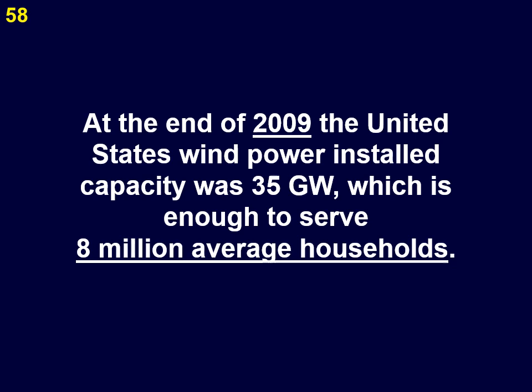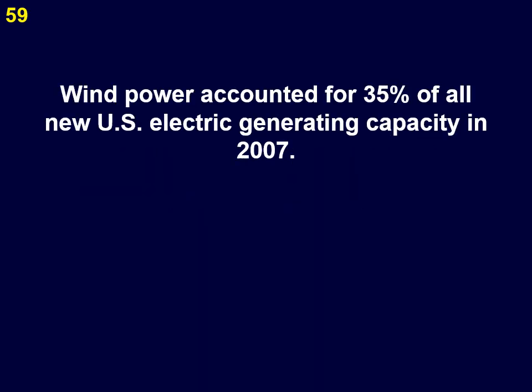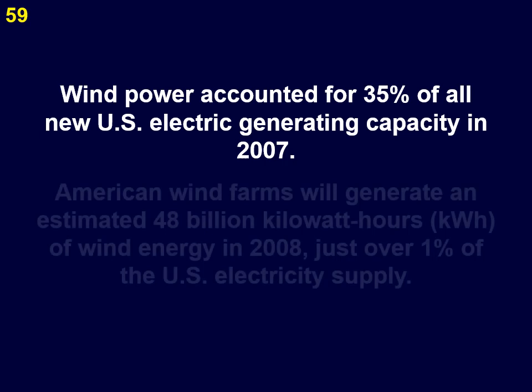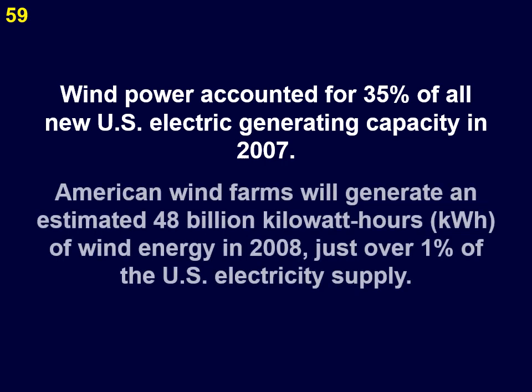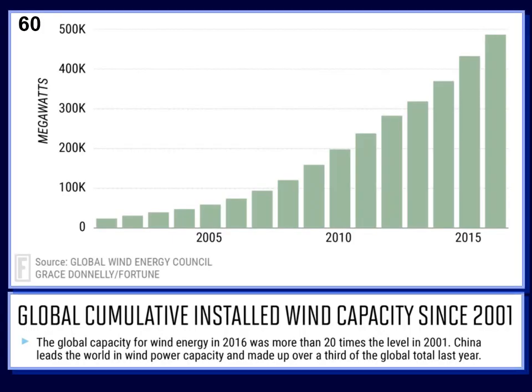At the end of 2009, the United States wind power installed capacity was 35 gigawatts, which is enough to serve 8 million average households. Wind power accounted for 35% of all new U.S. electric generating capacity in 2007. American wind farms will generate an estimated 48 billion kilowatt-hours of wind energy in 2008. That is just over 1% of the U.S. electricity supply. This is a graph of the global installed wind power capacity.